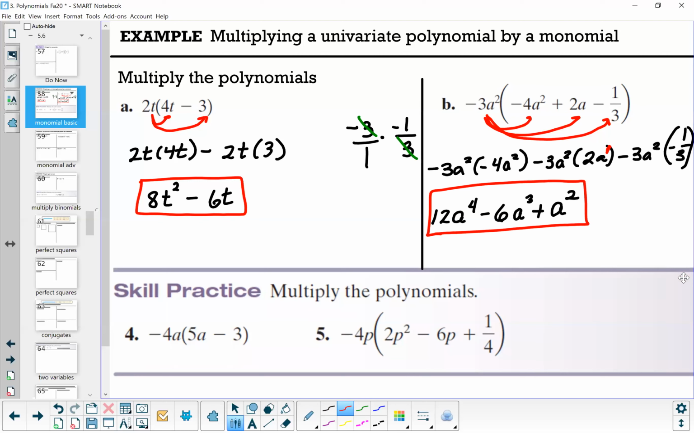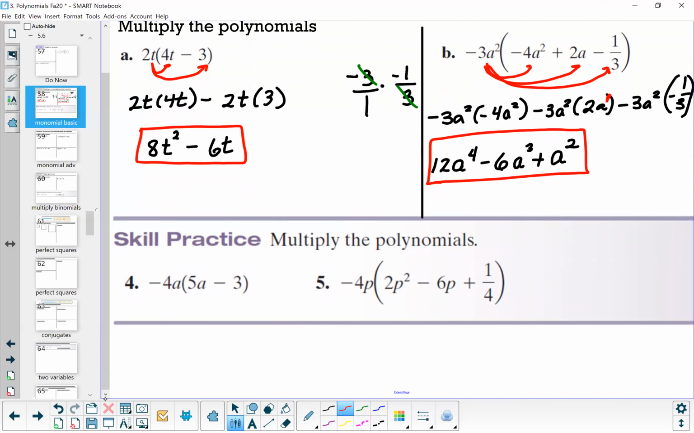All right, here's 2 examples for you to try. The first one is negative 4a parentheses 5a minus 3, close parentheses. The second one is negative 4p parentheses 2p squared minus 6p plus 1/4, close parentheses. Go ahead and pause the video and try them, and then we'll do them together.